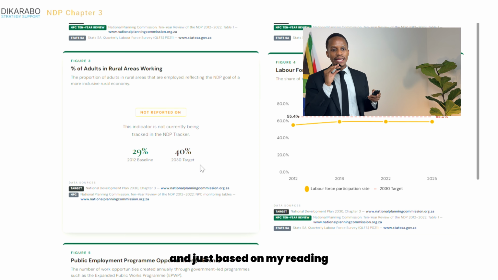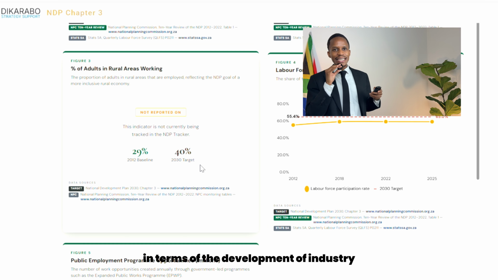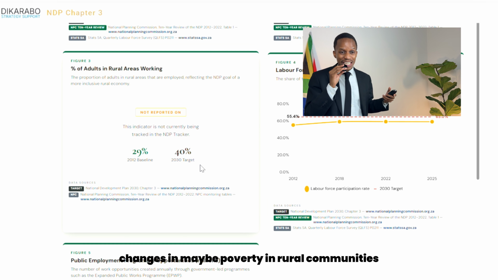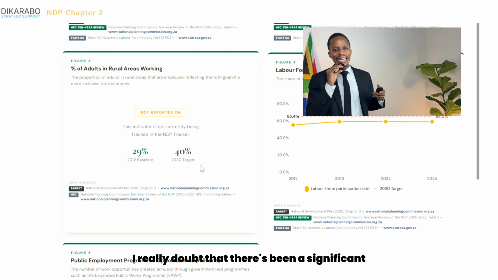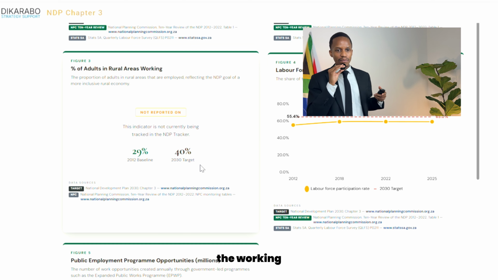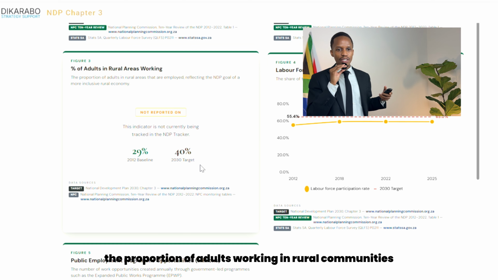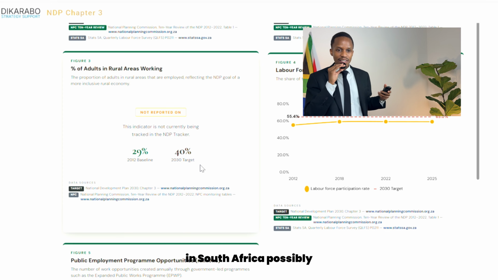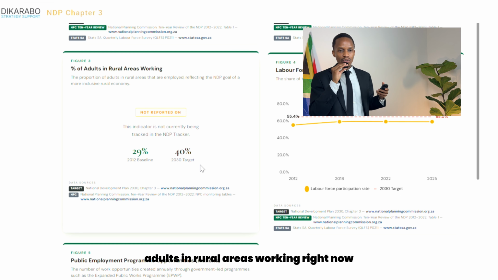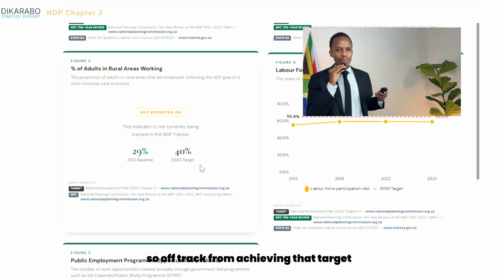And just based on my reading, in terms of the development of industry such as agriculture and so on, investment in rural villages, and changes in maybe poverty in rural communities, I really doubt that there's been a significant increase in the proportion of adults working in rural communities, also just based on the employment statistics in South Africa. Possibly there's less than 29% of adults in rural areas working right now. So off track from achieving that target.